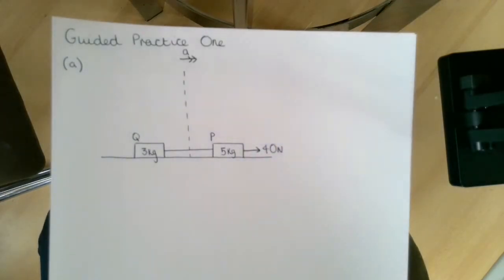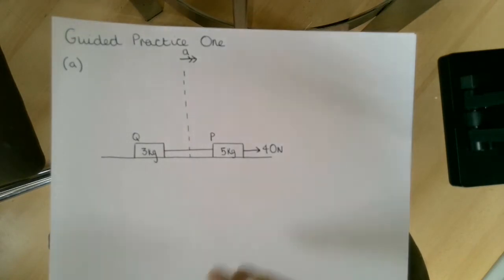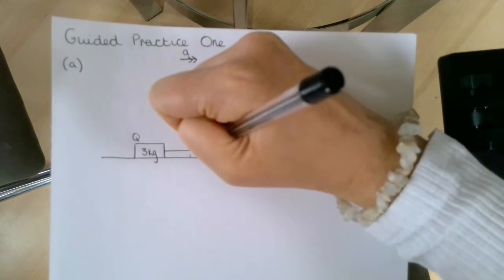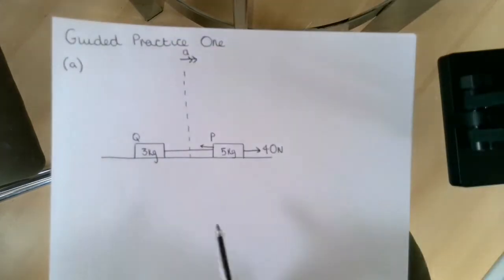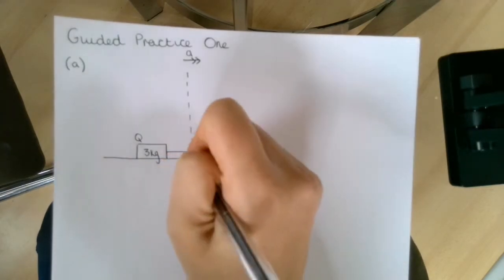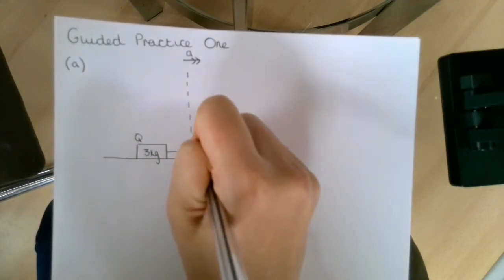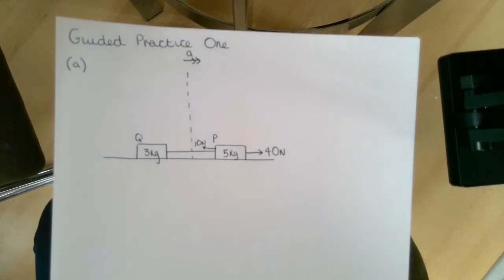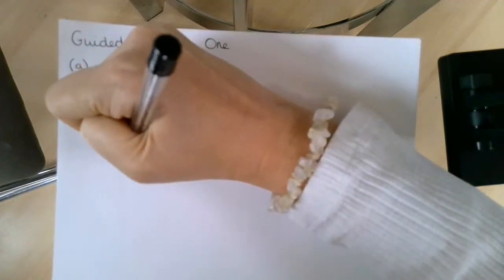The next sentence says that particle P experiences a frictional force of 10 newtons, so in the opposite direction to that force that's being pulled by, we've got friction of 10 newtons, and particle Q experiences a frictional force of 6 newtons.